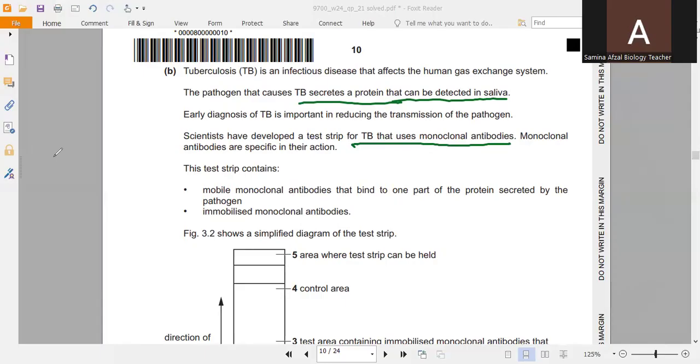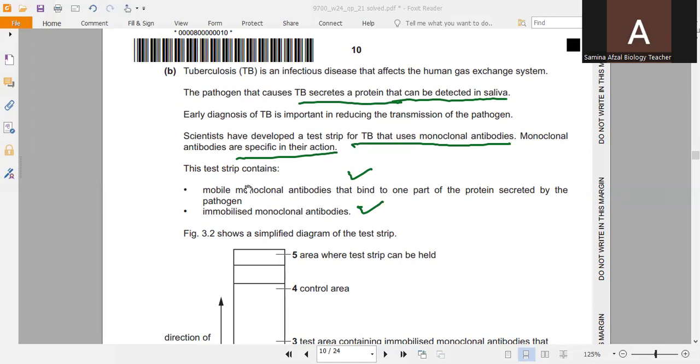Monoclonal antibodies are specific in their function. As you know, antibodies have specific shapes to which only specific antigens can bind. So these test strips contain mobile monoclonal antibodies that bind to one part of the protein secreted by the pathogen, and immobilized monoclonal antibodies. Two types of antibodies will be used for this investigation: the mobile monoclonal antibodies and the immobilized monoclonal antibodies.